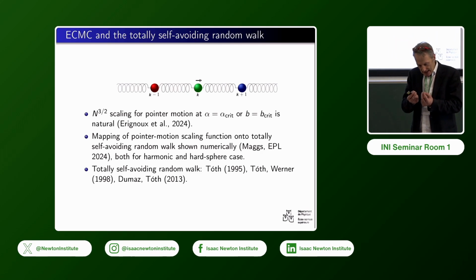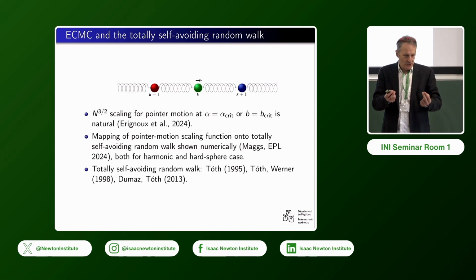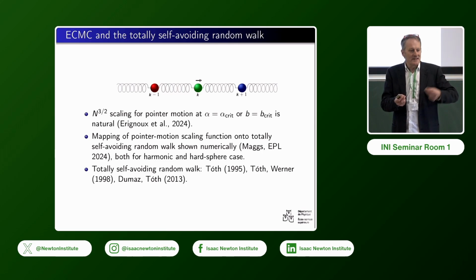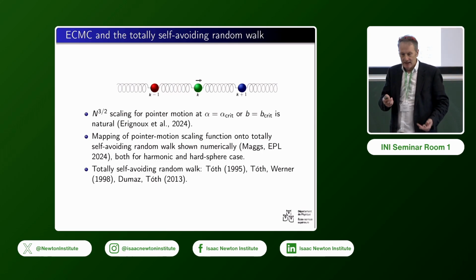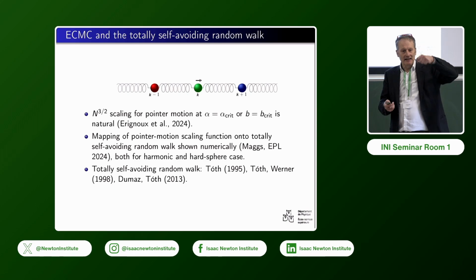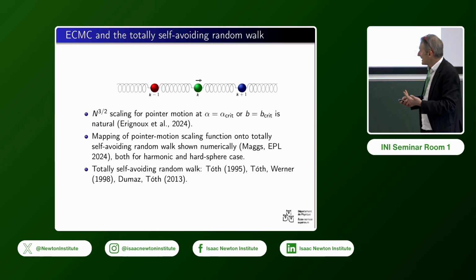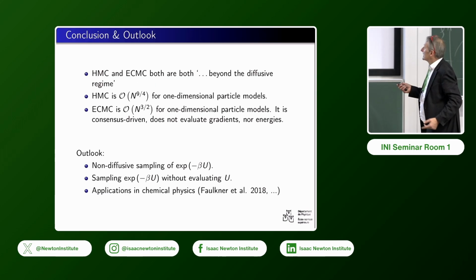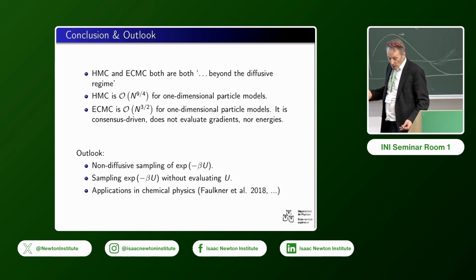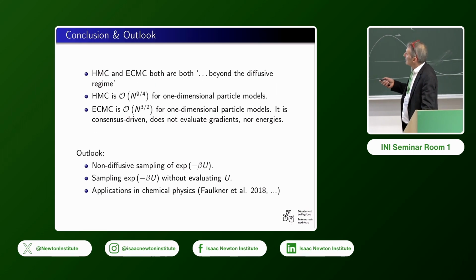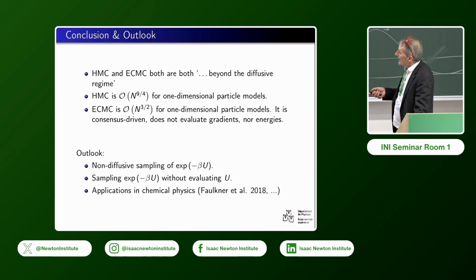I must say that in our Bethe-Ansatz solution, we have evidence for one state, we don't understand it yet, which has a scaling which goes not like n to the 3/2, but n to the square. So there must be one state that we don't understand yet, but it will come out. So the conclusion: both of these methods that I showed are beyond the diffusive regime.